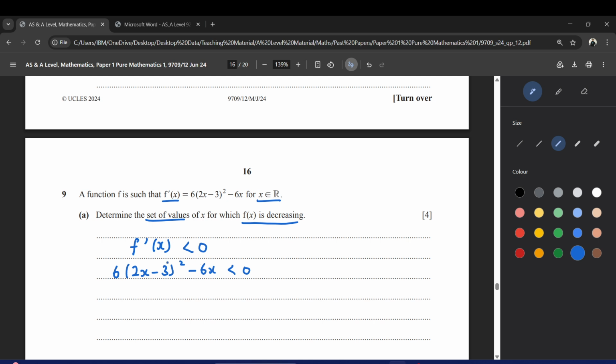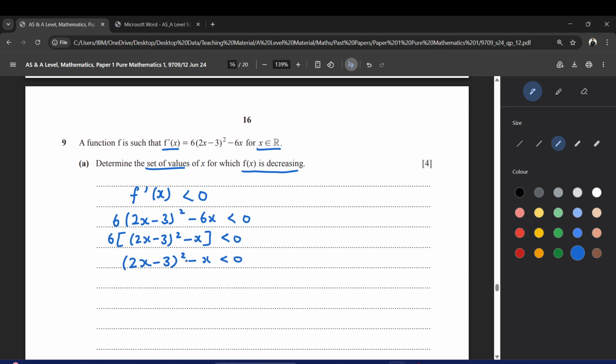Okay, I can factorize 6 outside. So this would be 2x minus 3 whole square minus x less than 0. Divide 6 both sides so you can just get rid of it. So I would be left with 2x minus 3 whole square minus x less than 0. Now here you have to expand this. Okay, you have to expand the bracket.